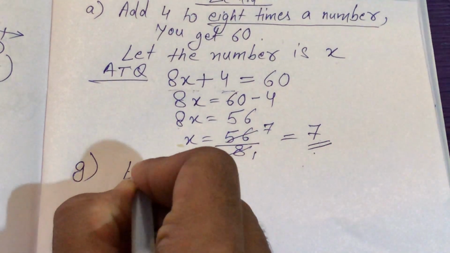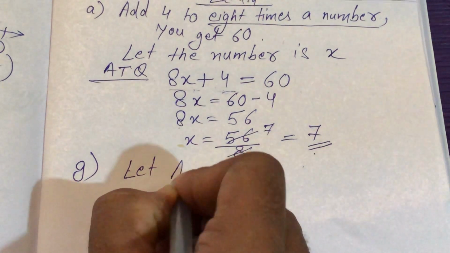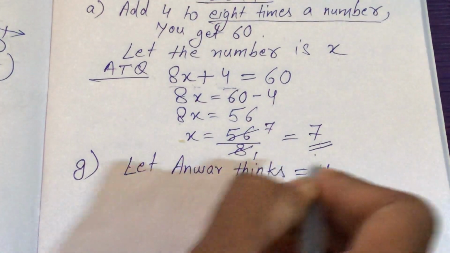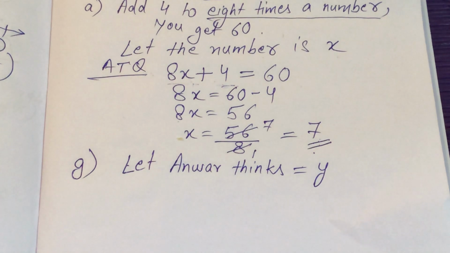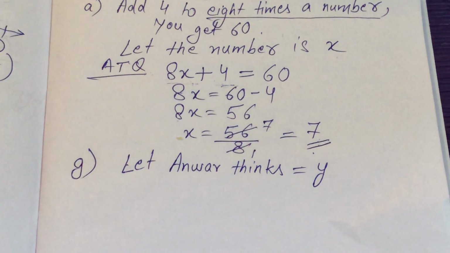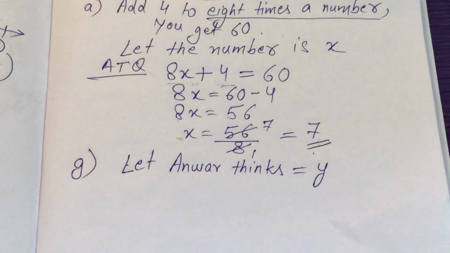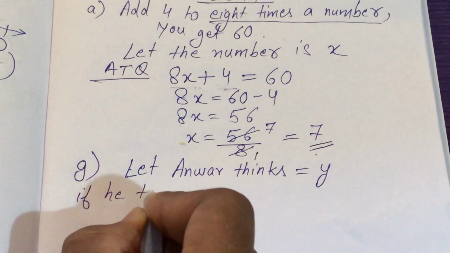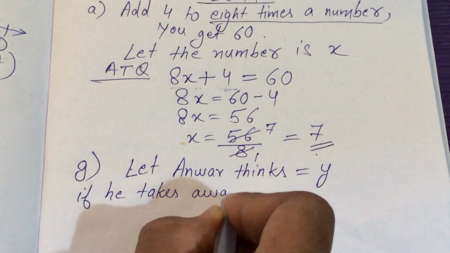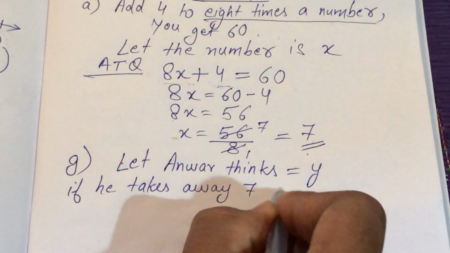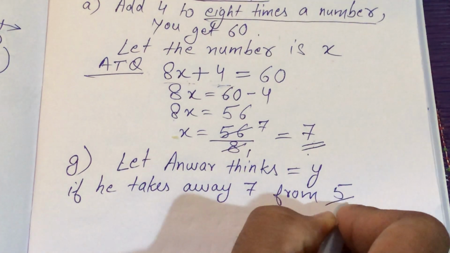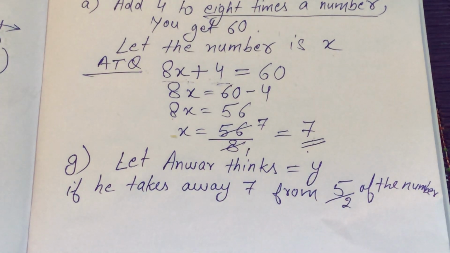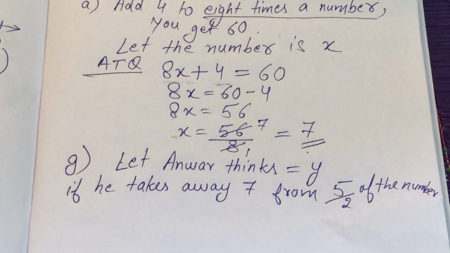So let the number Anwar thinks of be y. Suppose the number Anwar thought of was y. Anwar thinks of a number, let it be y. If he takes away 7 from 5/2 of the number. See what is given in the question: if he takes away 7 from 5/2 of the number, 5/2 of the number.